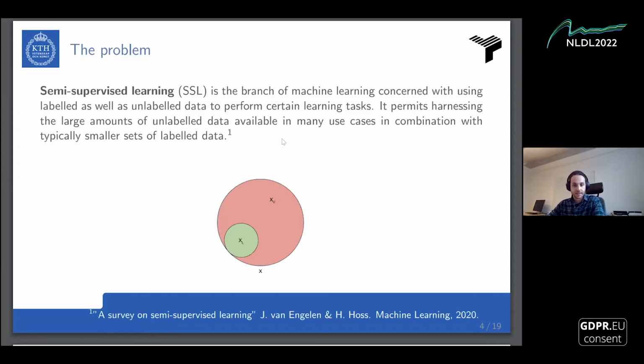And Van Engelen and Hoos define semi-supervised learning as the branch of machine learning concerned with using labeled as well as unlabeled data. And very importantly, usually the unlabeled data is much more abundant. So we have much more unlabeled samples than we have labeled samples. And that's typically because labeling data is costly. And sometimes it involves human annotators, and sometimes it involves expert human annotators that are even more expensive to obtain.